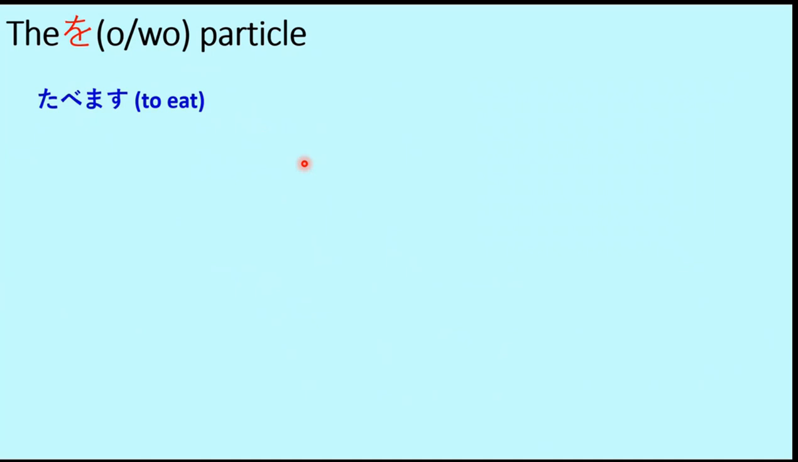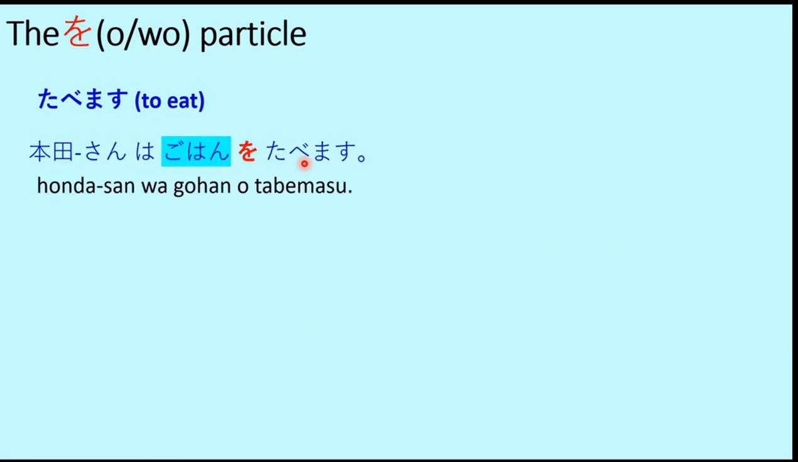The first verb is tabemasu, that is to eat. Tabemasu. Honda-san wa gohan o tabemasu. As we saw this earlier as well, Mr. Honda is eating his meal. So here gohan is not rice but the meal. Now let's make it a little more informative.